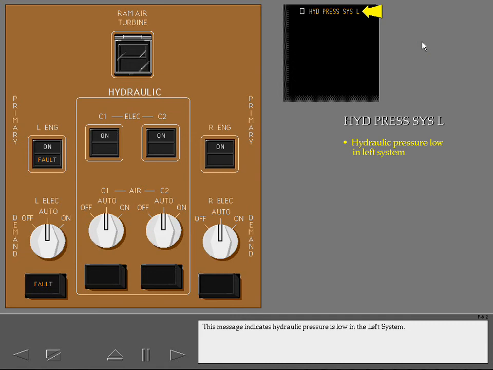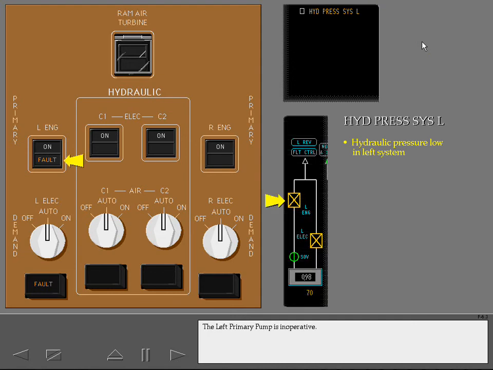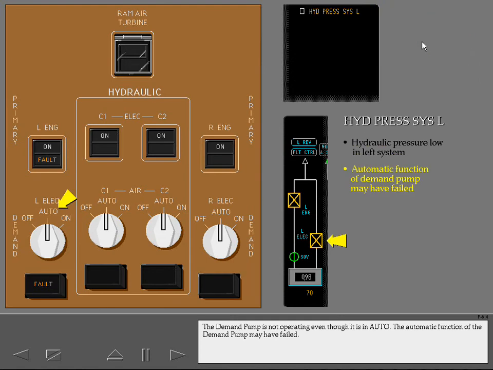This message indicates hydraulic pressure is low in the left system. The left primary pump is inoperative. The demand pump is not operating even though it is in auto. The automatic function of the demand pump may have failed.